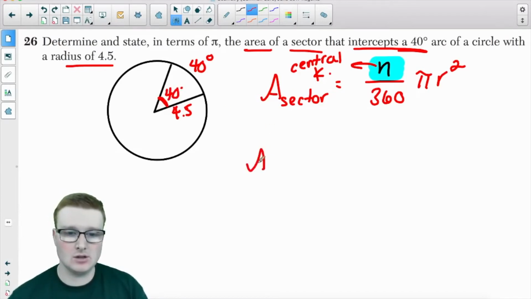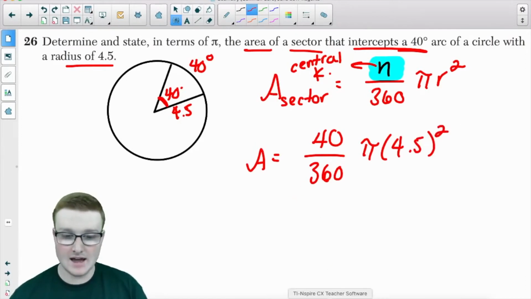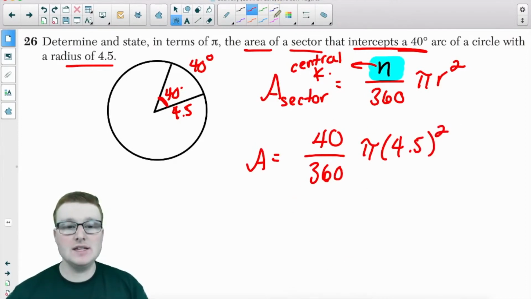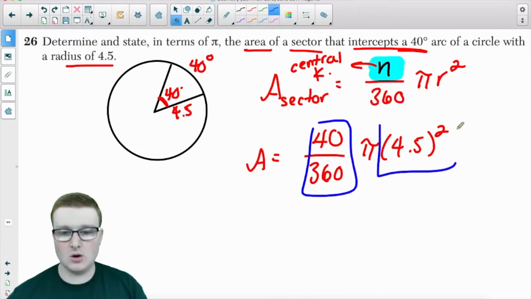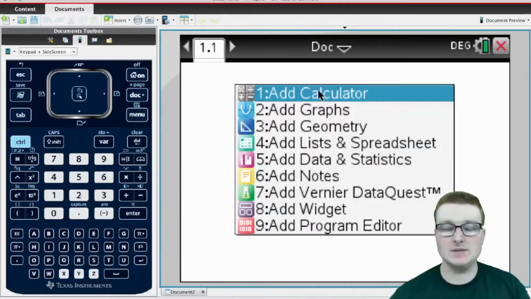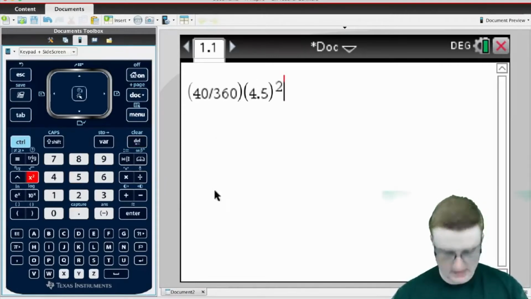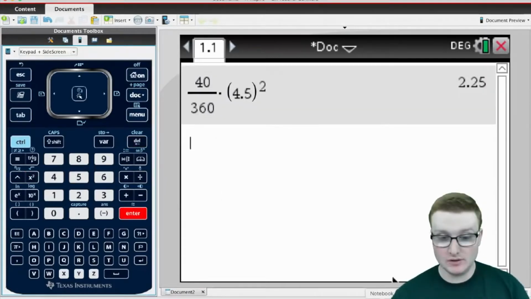Okay, plug it in. So the area is equal to 40 over 360 pi times the radius, which is 4.5, and you square it. Now, what I'm going to do is type this information into my calculator. Only the blue. I'm going to leave the pi out because it specifically says in terms of pi. So I'm going to go to my calculator, TI Inspire calculator. 40 over 360 times 4.5 squared. Okay. And you get 2.25.